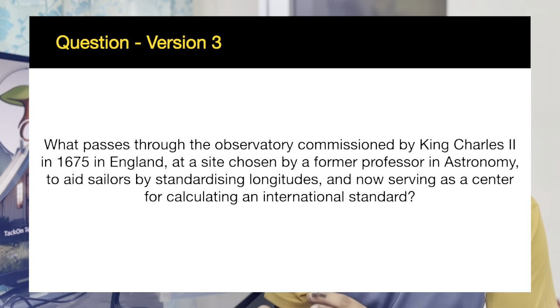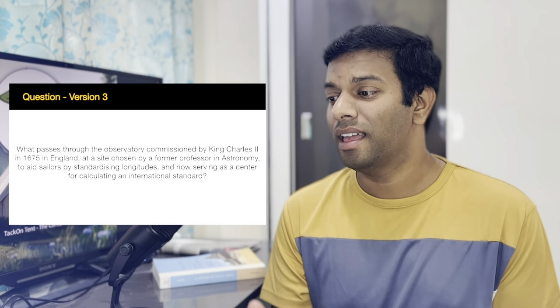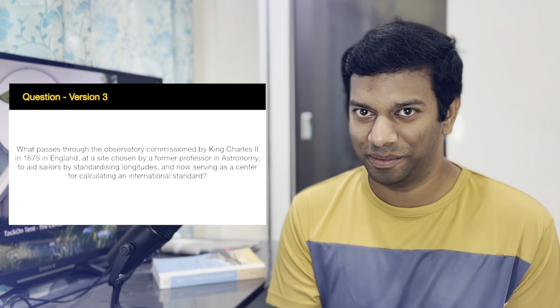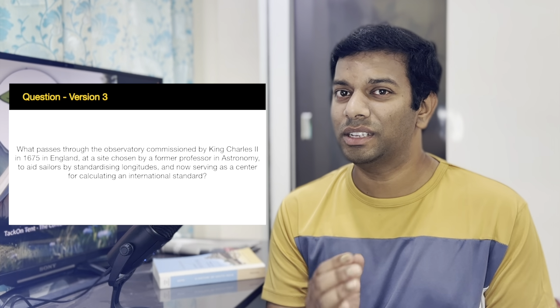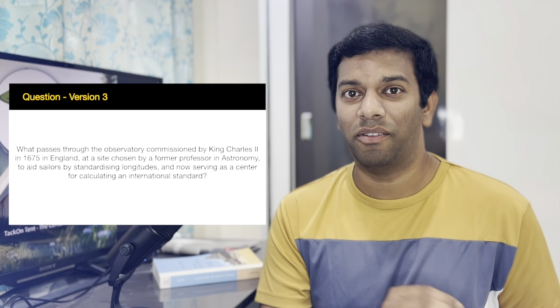What passes through the observatory commissioned by King Charles II in 1675 in England at the site chosen by a former professor in astronomy to aid sailors by standardizing longitudes and now serving as a center for calculating an international standard. So here the question is further shortened to a single sentence with all the information that was available in the earlier version of the question. But is this a perfect fit to impress the audience? I will say no. And if you're wondering if this question can be shortened further, I'd say yes.